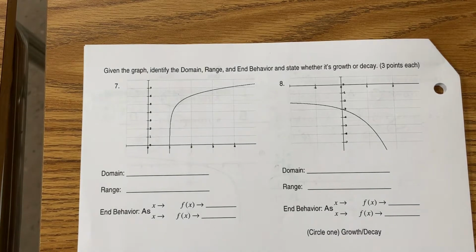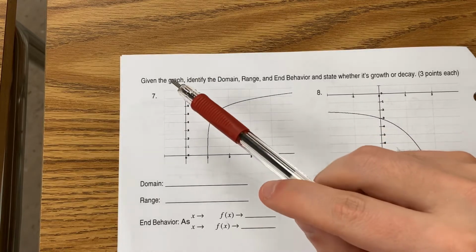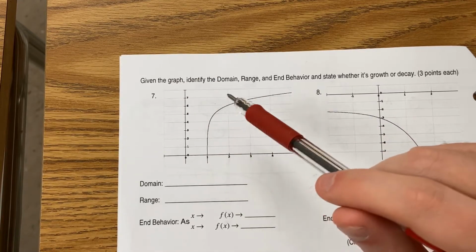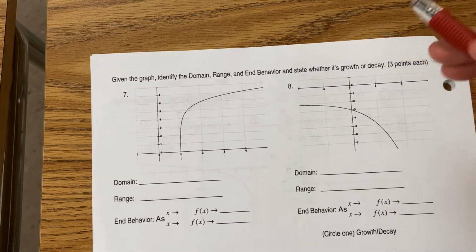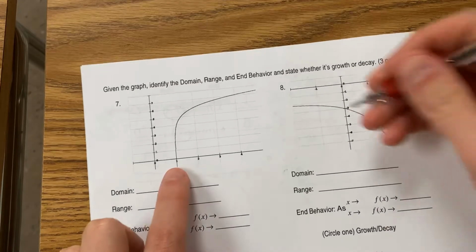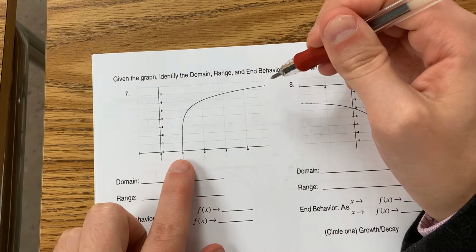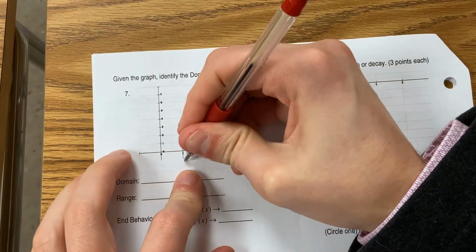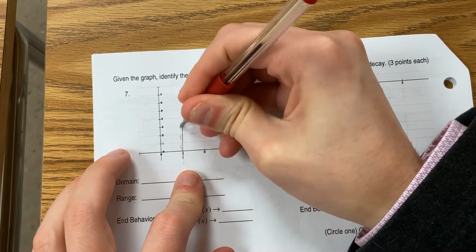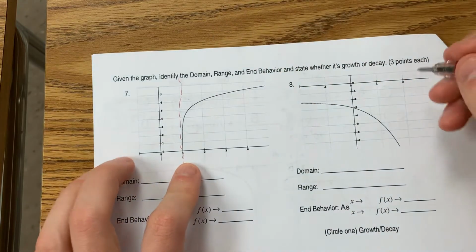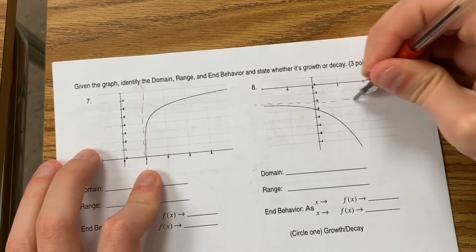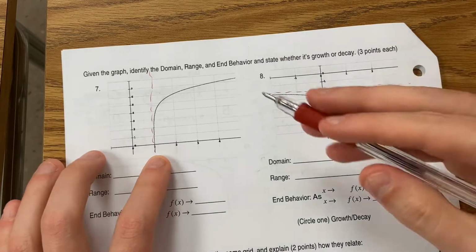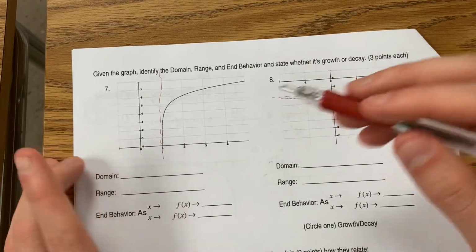All right, this is the second page, starting with number 7. Here it says, given the graph, identify the domain, range, and behavior, and whether it's growth or decay. So first of all, it's good to identify the asymptotes. Like this one looks like it has a vertical asymptote at 1, and this one looks like it has a horizontal asymptote at -2. So you need to be able to see those in order to do the rest of it.